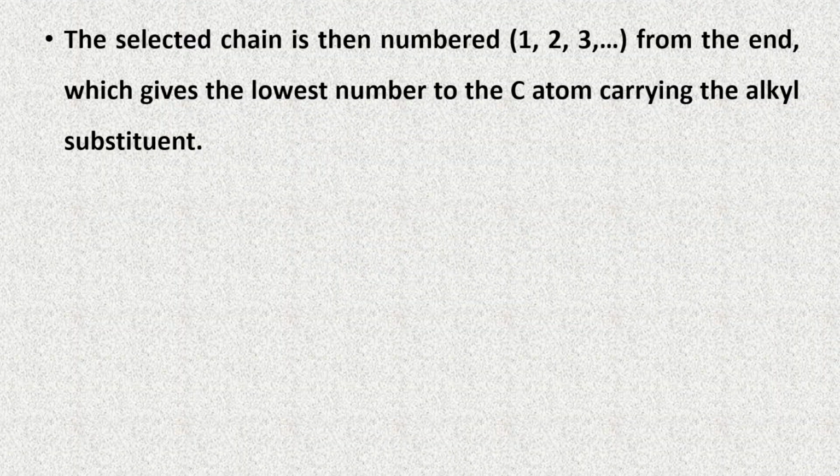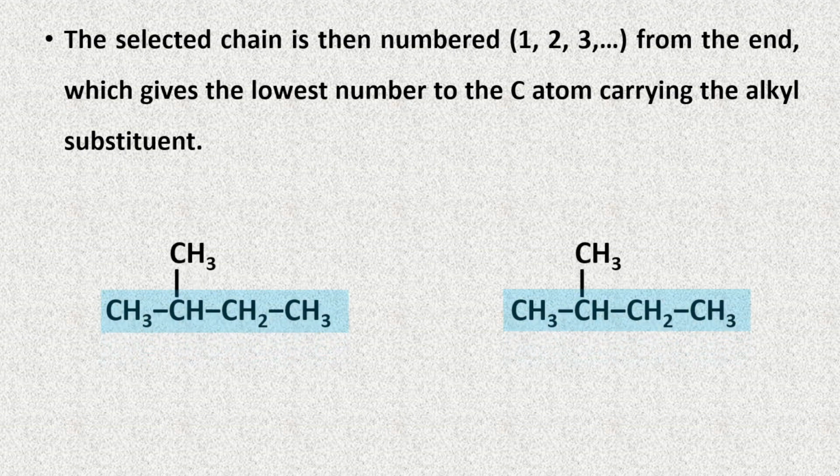Now, number the carbon atoms of the selected chain such that the carbon atom carrying the alkyl substituent gets the lowest possible number. The carbon atom attached to the methyl substituent in this compound can have 2 numbers. If the numbering is carried out from the left end, then the carbon will get the second position. And if the numbering is carried out from the right end, then the carbon will get the third position. So, as per the rule, numbering from the left-hand side is correct.